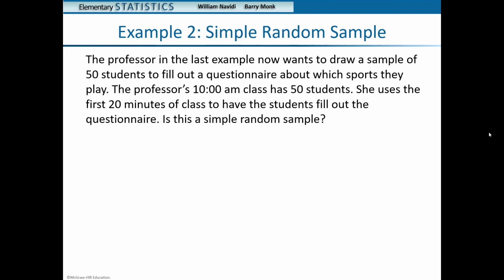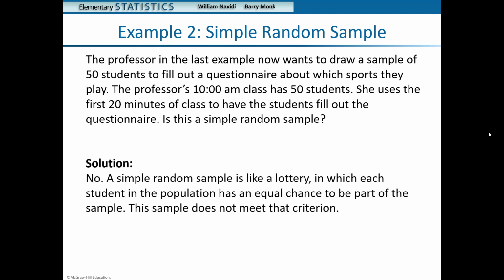The only students in the population that have a chance of being selected are the specific 50 students in this one class. None of the other students in the 20,000 student population have a chance of being selected, right? So the method used here does not look like a lottery. It does not meet the criteria for a simple random sample. Okay.